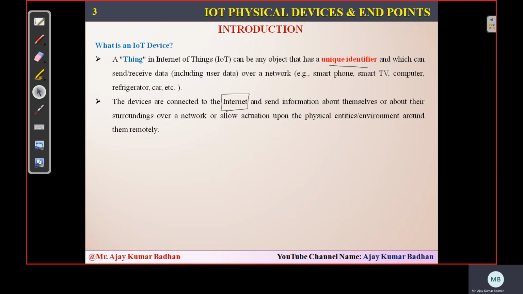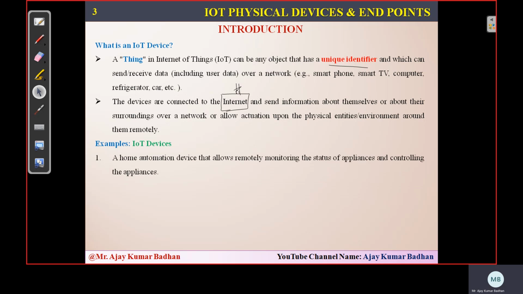Without Internet, it's not possible to transmit the data. So using Internet only, we can transmit the information. So this is going to play a very vital role in order to transmit the data. Okay, so based on this, let's take an example.